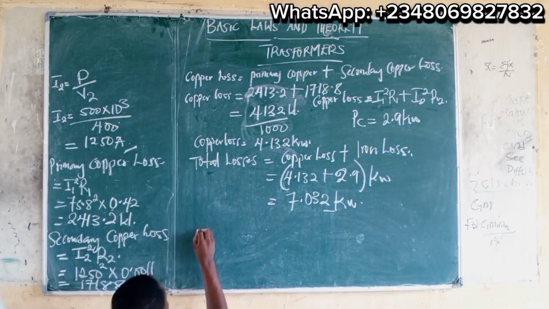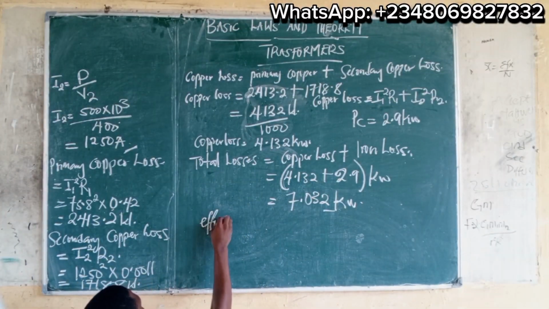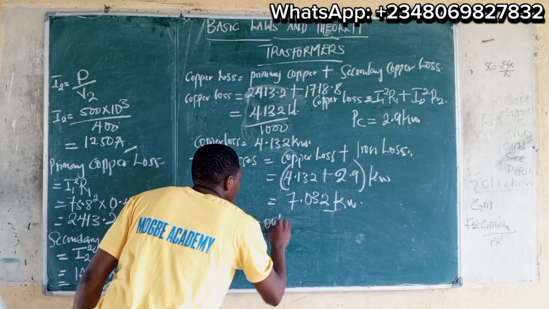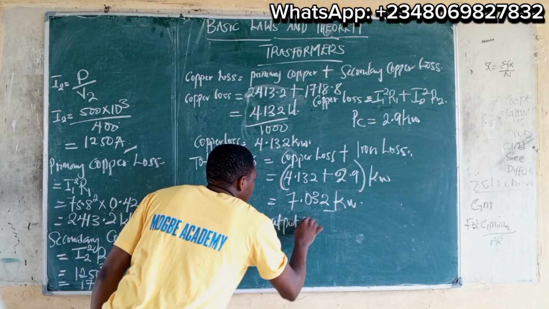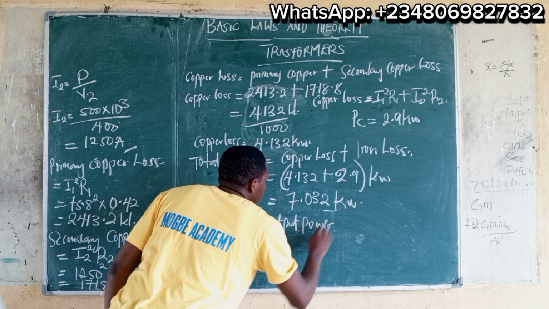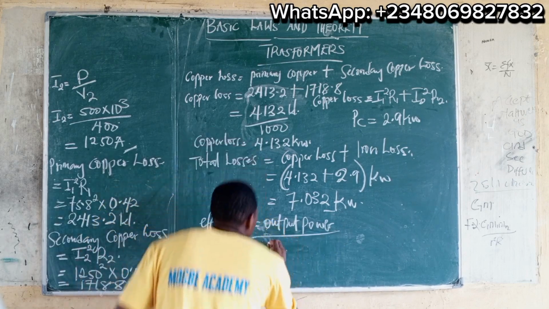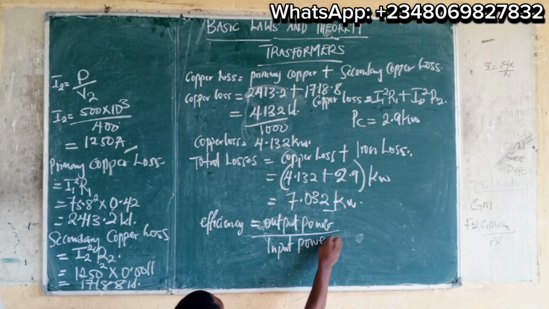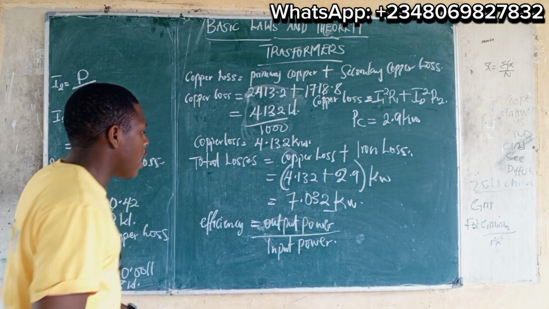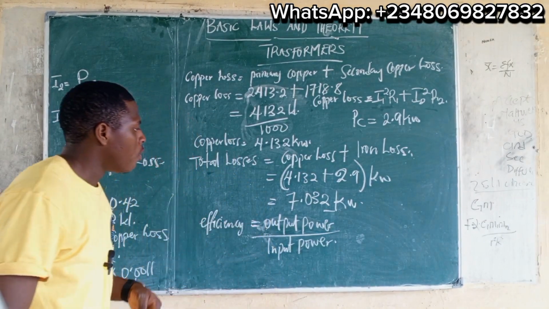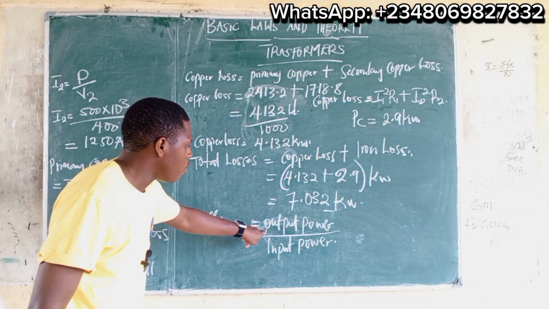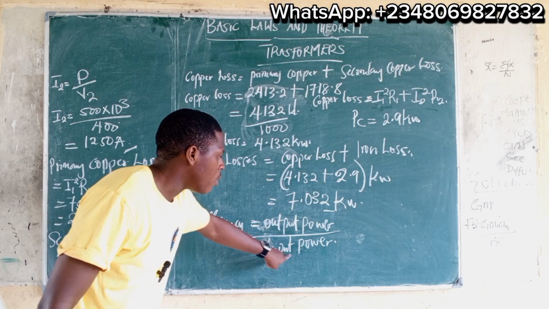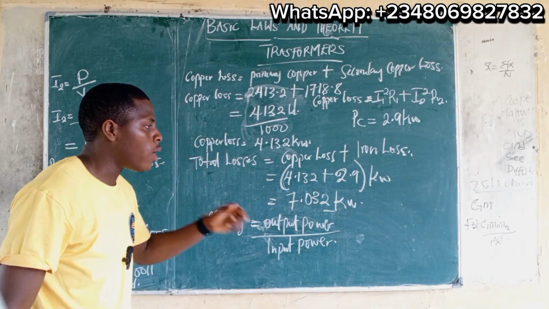Now we said that efficiency is equal to output power divided by input power. This is our efficiency. Now, what should come to your mind is, we have not calculated our output power, and we don't also know our input power. So how do we go about it?